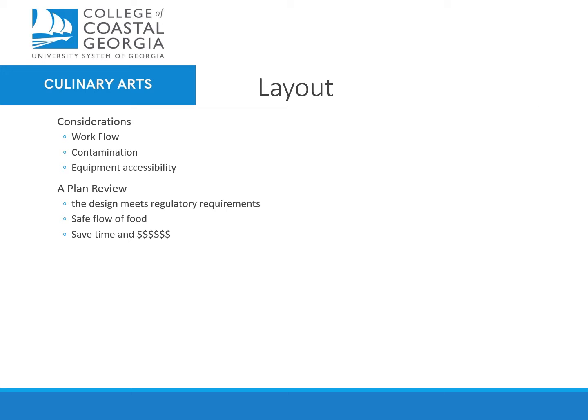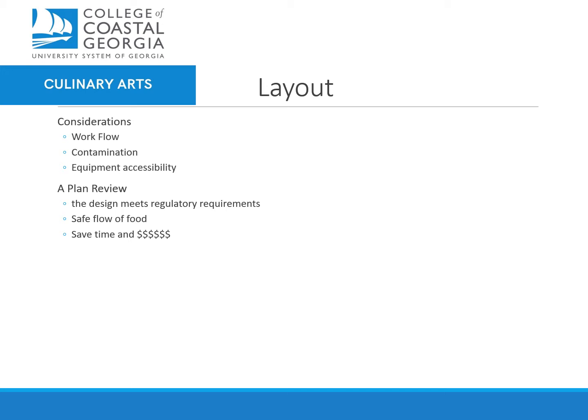Accessibility to equipment. This just makes good sense that when we design a facility, we need to design it such that we can get to and easily reach the equipment that we're using in a safe manner. So one of the basic guidelines is you come up with a design for your facility, how it's going to be laid out, and then you review it.